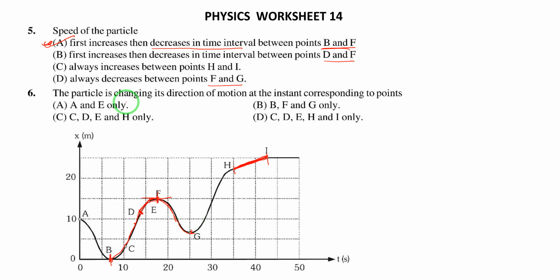Okay. Question number 6. The particle is changing its direction of motion at the instant corresponding to the point. See, those are B, F, and G, right? So B is the answer to this.